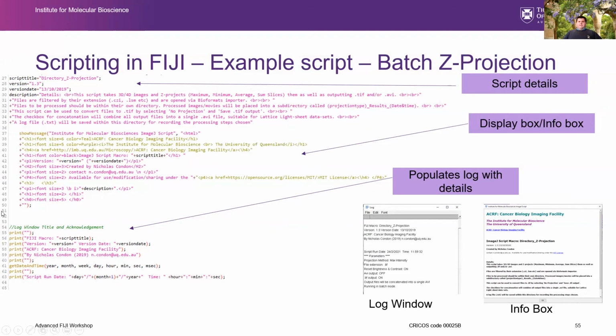That information is also written into the log window. To meet FAIR data principles, if we modify our data in any way, we should have a record of what was done and when it was done. So the log window populates with what the script's called, when it was written, what version the user ran, and the date and time that they ran the script.